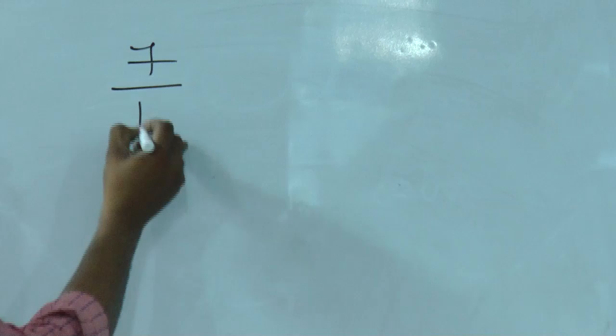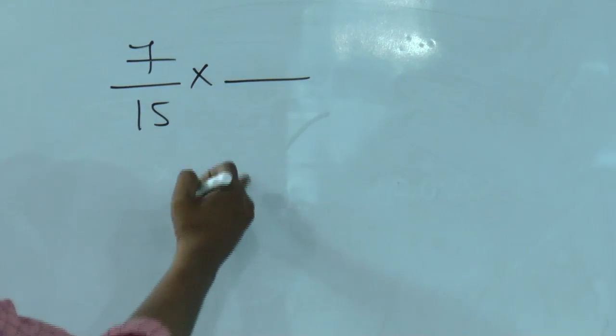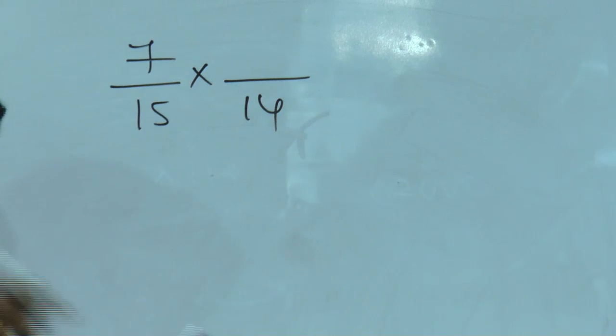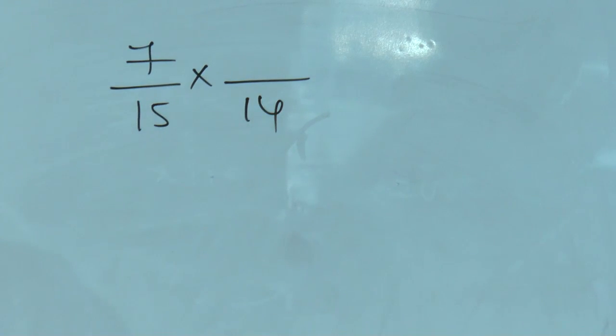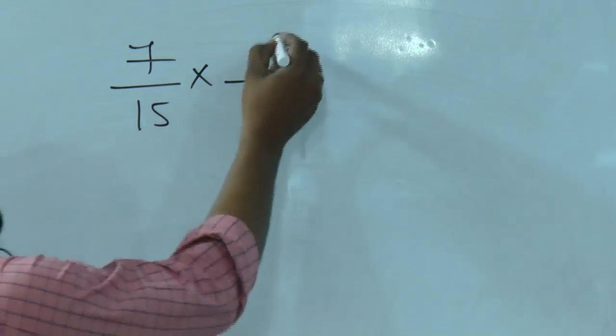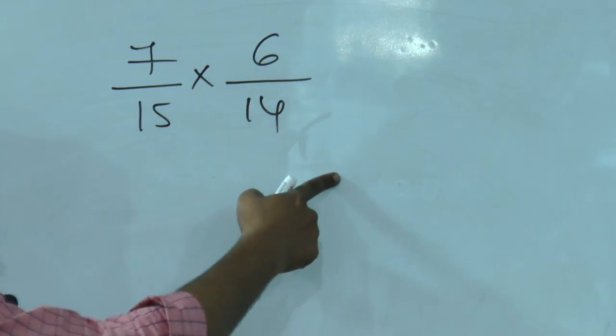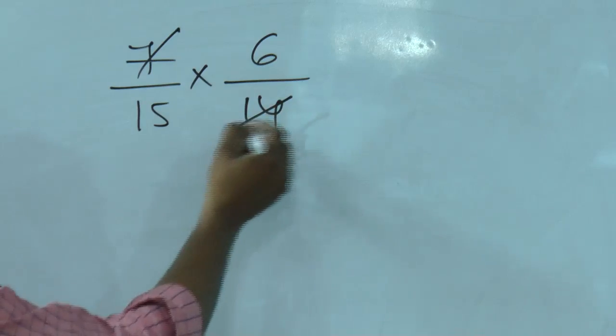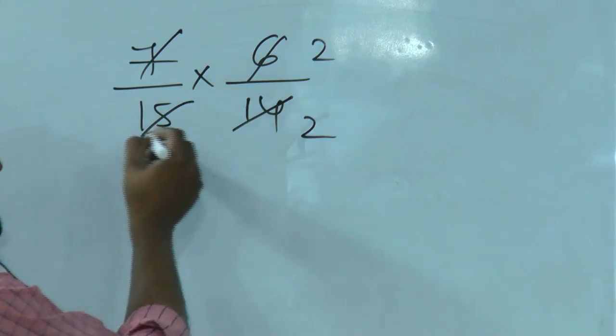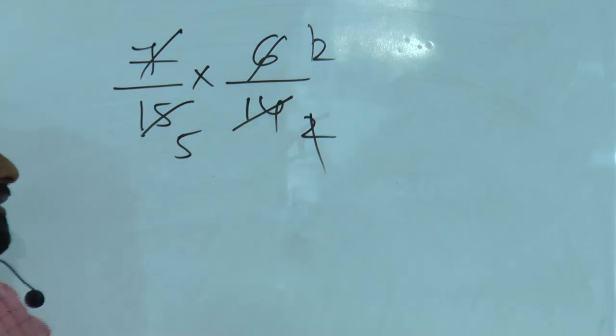Out of 15 balls, first you need a red ball. In how many ways can you select that? 7C1 by 15C1. Now how many balls do you have? 14 balls. Out of 14 balls, the second ball should be pink. How many pink balls do we have? 6. 6C1 by 14C1. Right. 7 how many times? 2 times. 3 2 times. 5 times. 2 cancels. 1 by 5.